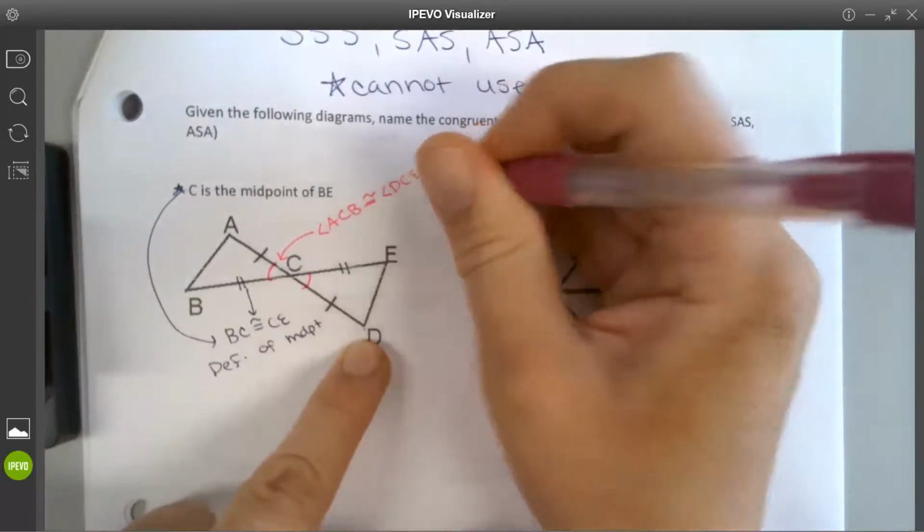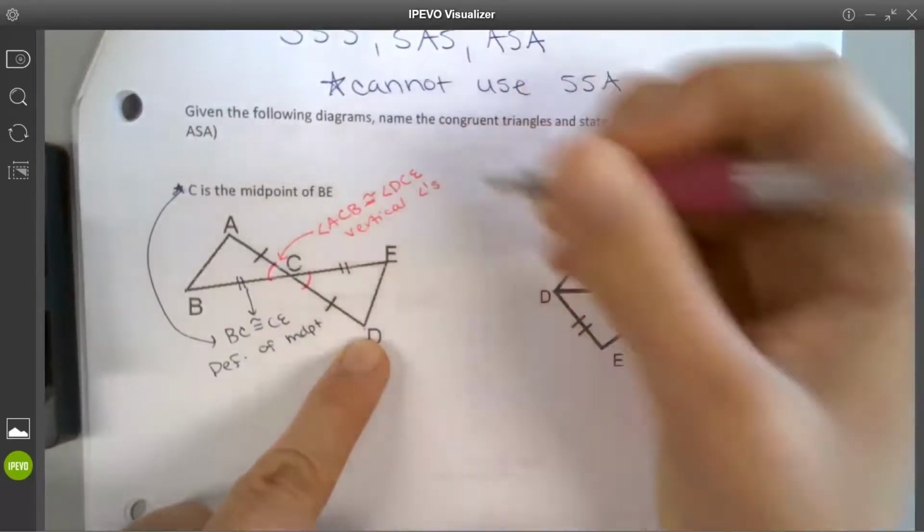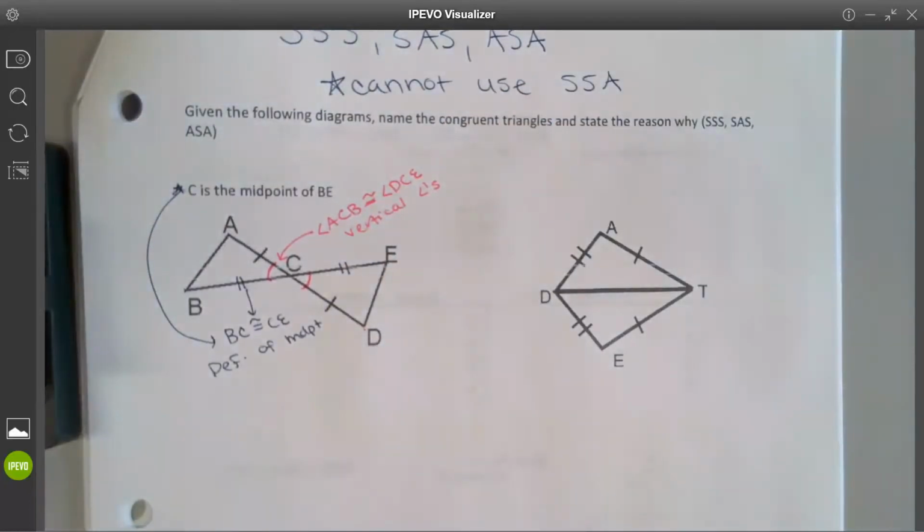DCE, I should say, because they are vertical angles. So again, if I was writing a proof, and that was the diagram that was given to me, then in the proof, I would need to state that these angles are congruent because they're vertical. I would also need to state this because that's what midpoint is.